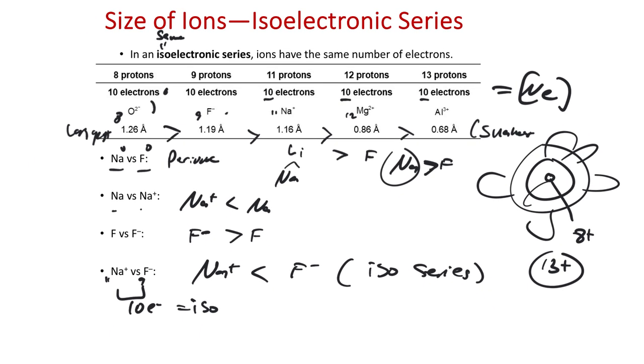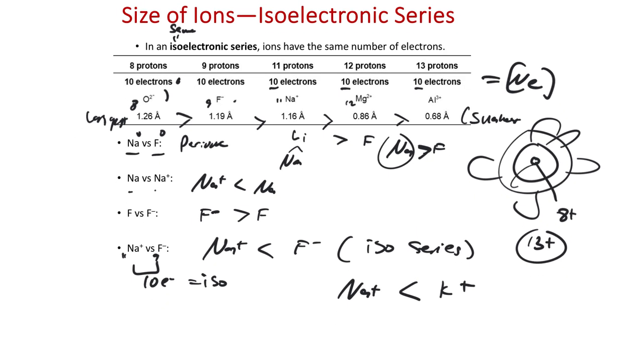Just to make one other comparison, if I'm comparing sodium plus to K plus, where we're comparing 10 to 18 electrons, this just becomes a top to bottom trend. Of course, potassium is going to be bigger. If I'm comparing the size of F minus to chloride, then of course chloride is going to be bigger because it's further down from top to bottom. So when I'm comparing like charges to each other, I can just make use of the general periodic trend.